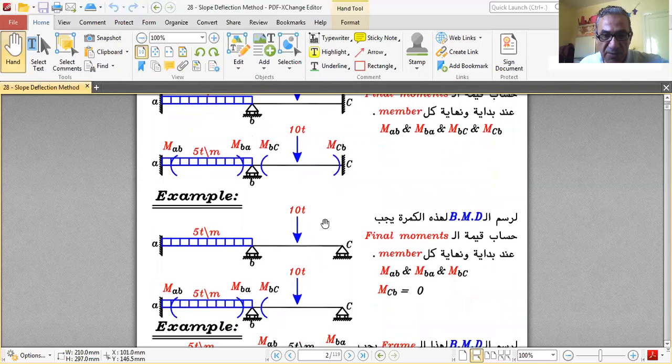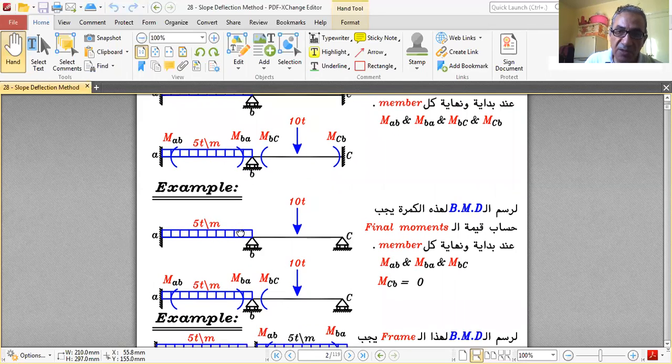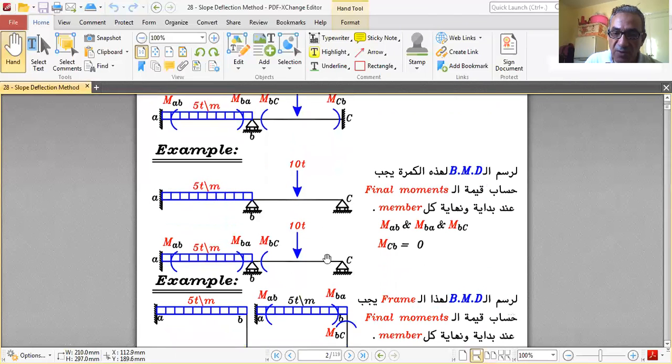Another example for this one, we have a fixed support and rollers, 5 unknowns, twice statically indeterminate. So we want to draw the bending moment diagram for this beam, starting with the final moments, calculate the final moments using the slope deflection at the beginning and end of each member. So we want to calculate MAB, MBA, MBC, and we know that MCB equals 0 because we have a roller over here and we don't have a fixed moment. Even if we have a fixed moment, M equals M of the fixed moment.